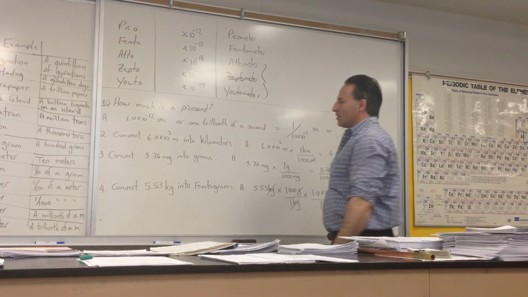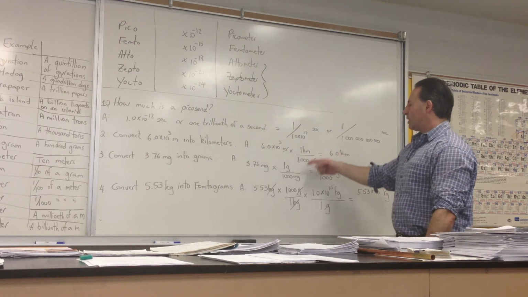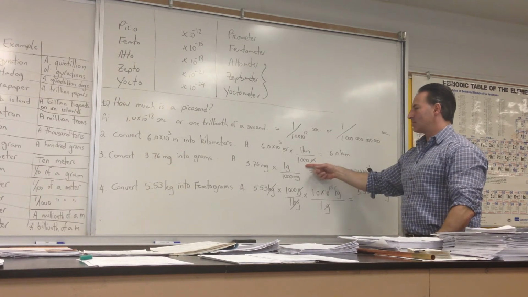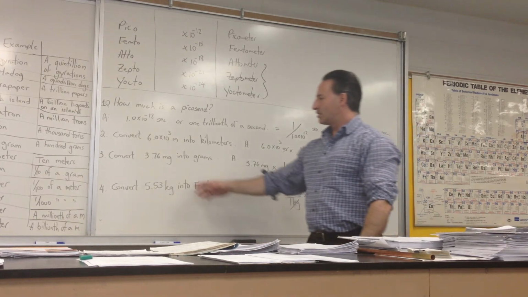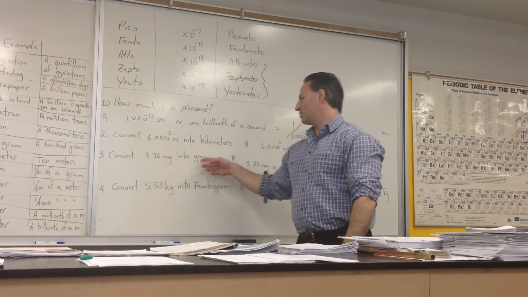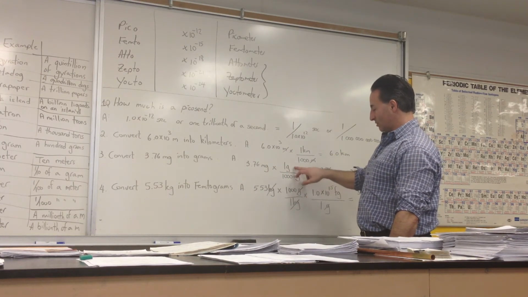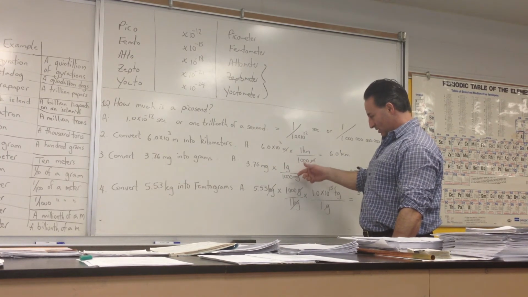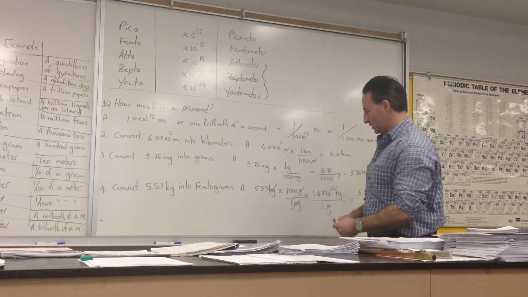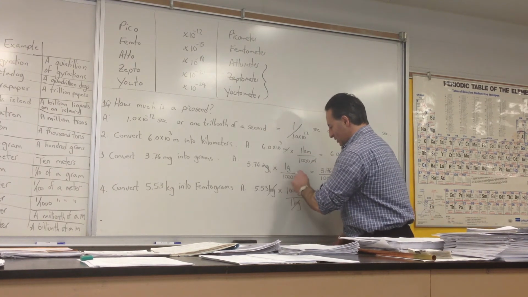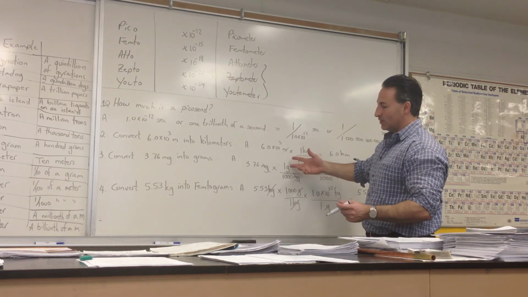If you're asked to convert 6.0 times 10 to the 3 meters into kilometers, you would divide by 1,000. Kilo is 1,000, and you would get 6 kilometers. If you were asked to convert 3.76 milligrams into grams, 3.76 milligrams divided by 1,000 milligrams per gram, notice how you write the conversion factor with 1,000 at the bottom, because you want to eliminate milligrams. You could also write the conversion factor the other way around, but then it wouldn't cancel.